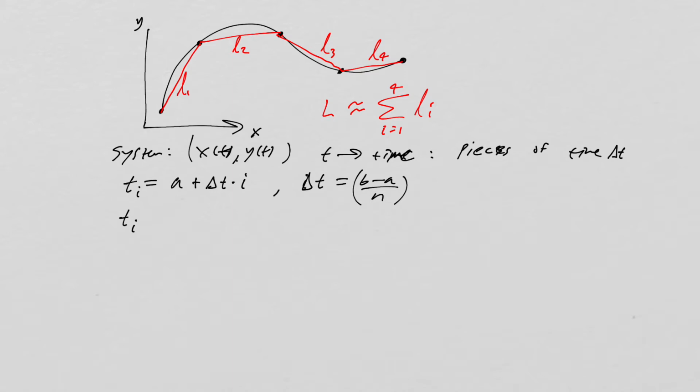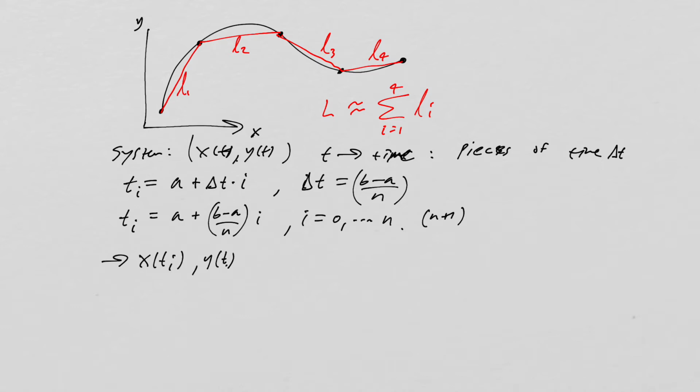So we can write it this way: ti is a plus b minus a over n times i. And we can take i going from 0 all the way up to n. Okay, cool. All right, so those are these different points, and of course there are n plus 1 of those partition points. Okay, fine. All right, and then from that, of course, we can take x of ti and y of ti, and we can actually just call those xi, yi.